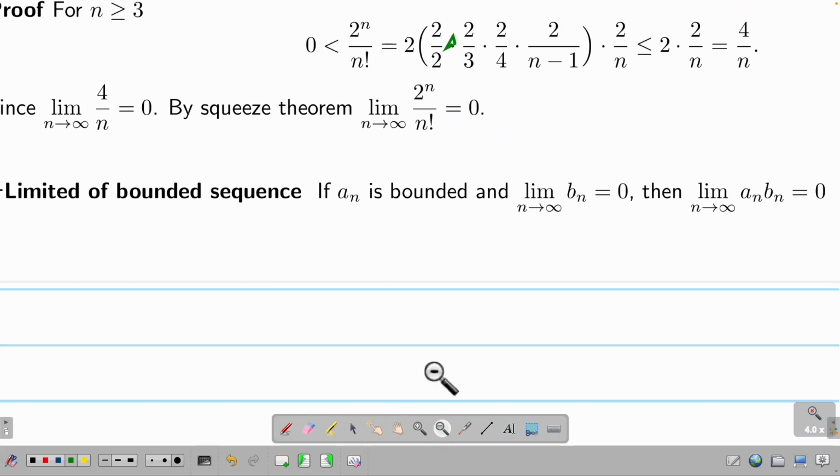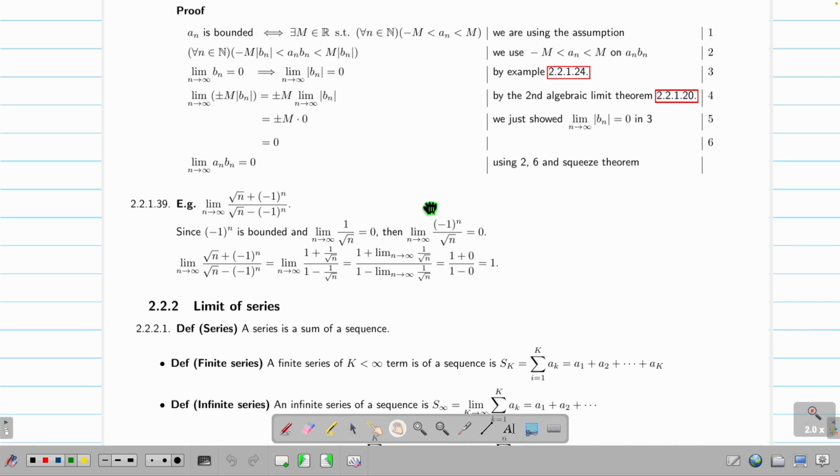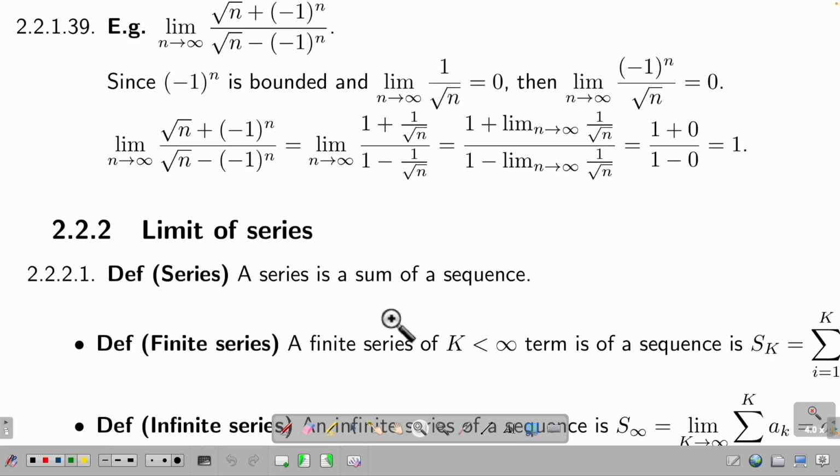And here's another example. Suppose An is bounded, and the limit of Bn equals 0, then the limit of An Bn is 0. Okay, this is a proof, no time to talk about it, but let's talk about this one. How do you work on this thing? Turns out this thing is 1. Because this guy is bounded, the absolute value of this thing is 1. So I don't care how it flips between 1 and negative 1, this guy has its largest value as 1. But this guy keeps growing, right?